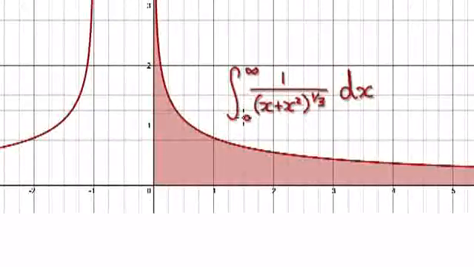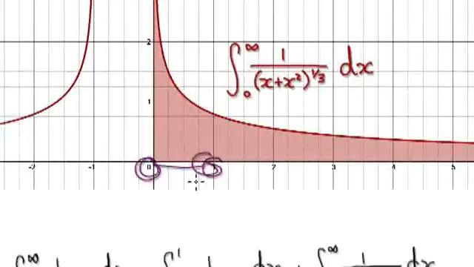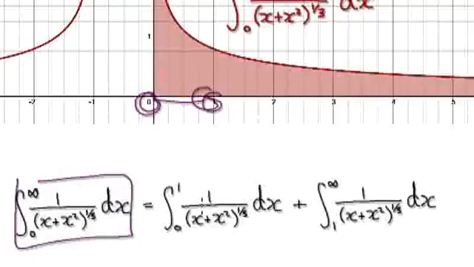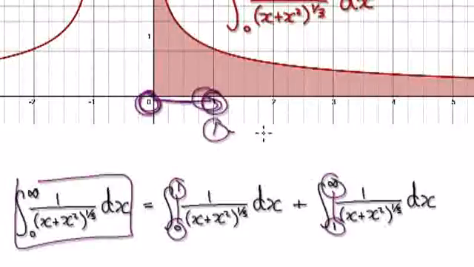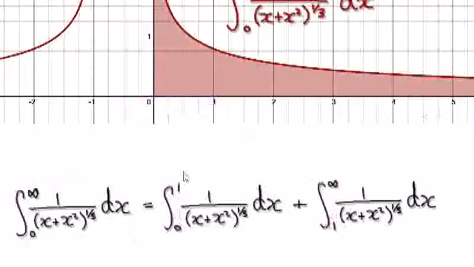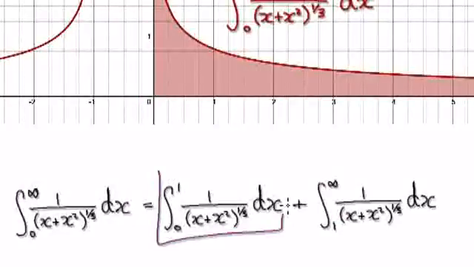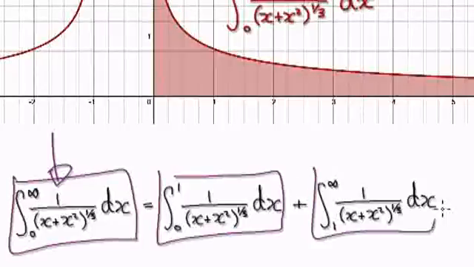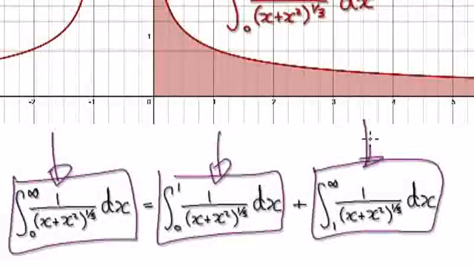Okay, so to do this, we're going to break this up. Because dead on 0 it breaks down, we're going to break it up into two different integrals. One would be from 0 to 1, and the other one from 1 all the way to infinity. This thing here is what we want to know, and we're breaking it up into two separate integrals, 1 and 2.